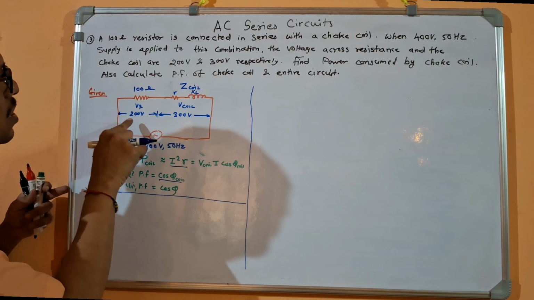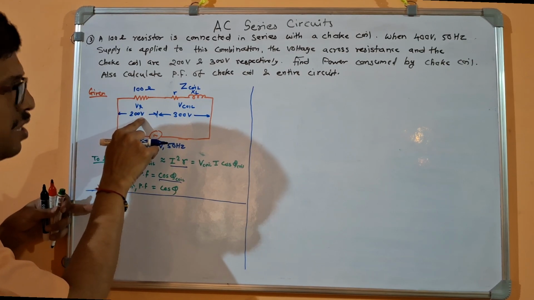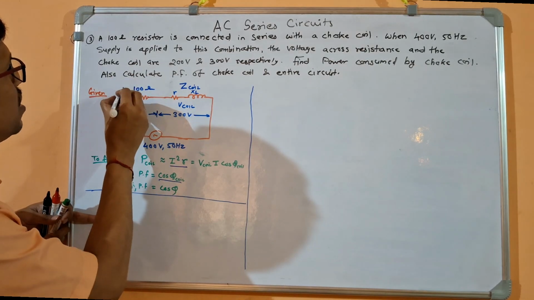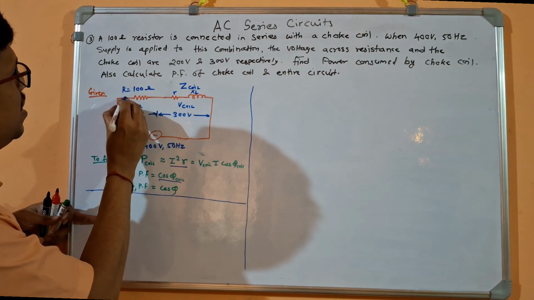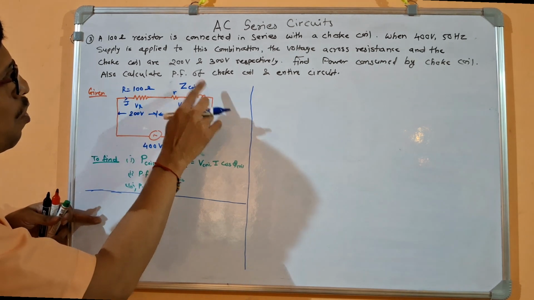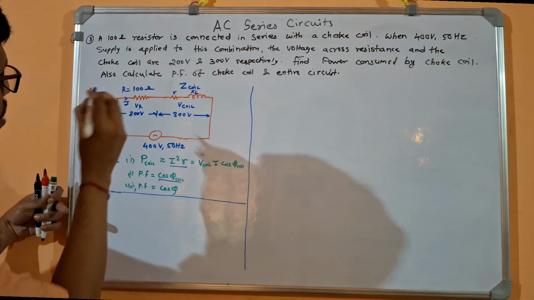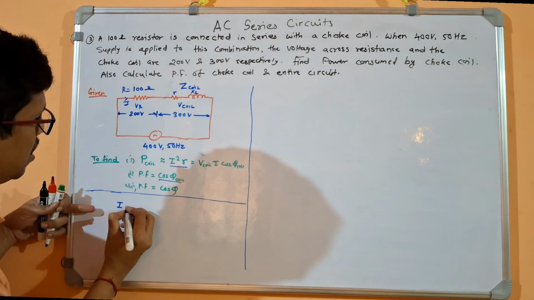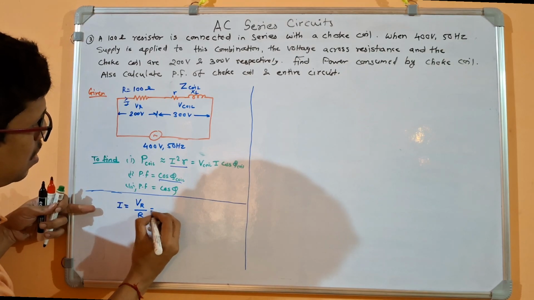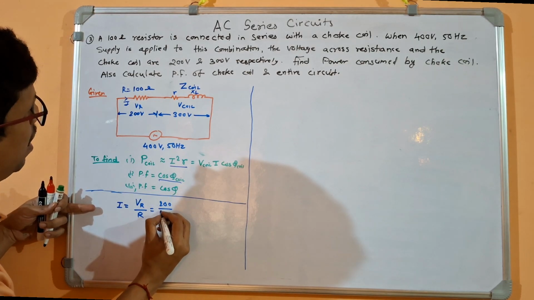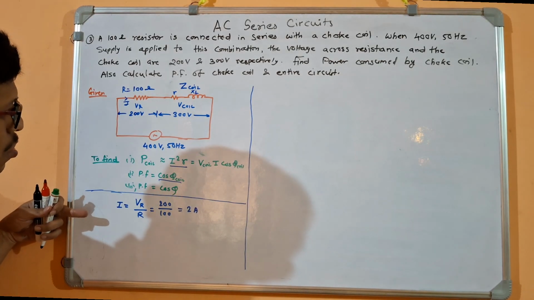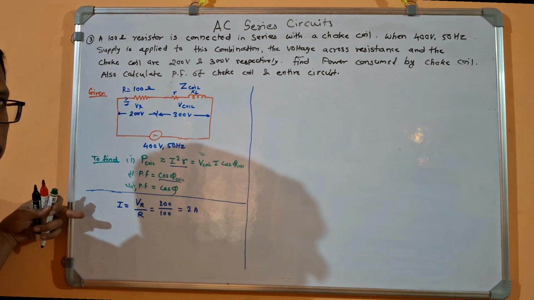If you observe what is given here, 200 volt is given as a voltage drop across the resistance, as well as the resistance value. So from this we can easily find the current flowing in this part, and this current will be the same for the coil as it is a series circuit. So I can find I first, that is total I, which is nothing but VR divided by R. So it is 200 divided by 100, which gives me 2 ampere.